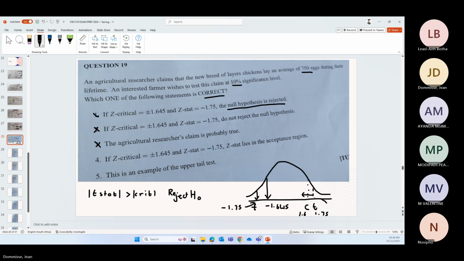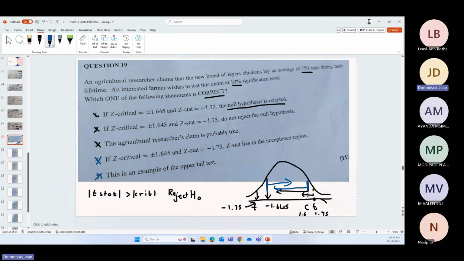Okay, so no, it lies outside. That is the acceptance region. So let me just use a different color. The acceptance region is the blue component. The same if we looked at that one. So it's lying outside, so that's also incorrect. This is an example of an upper tail test. Now it's all happening here on the negative side. So that is also wrong.